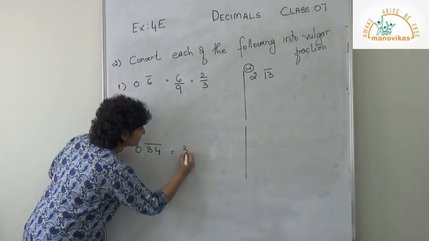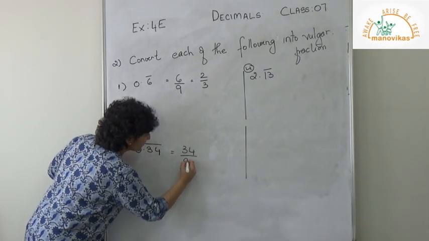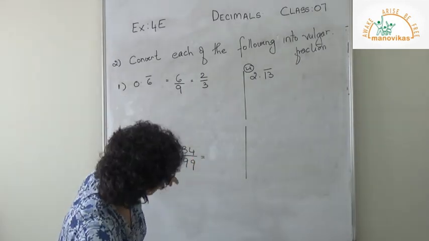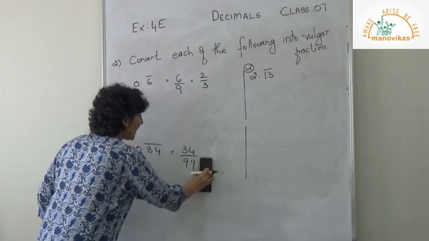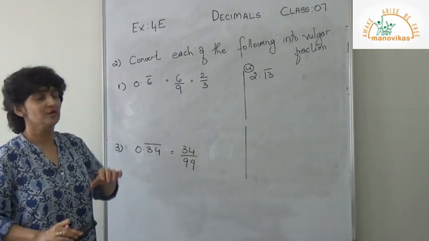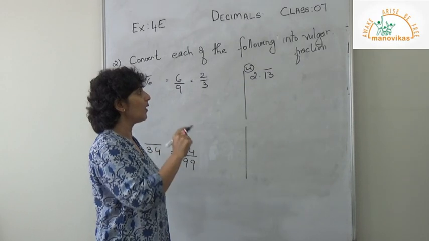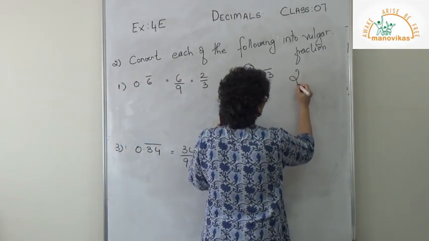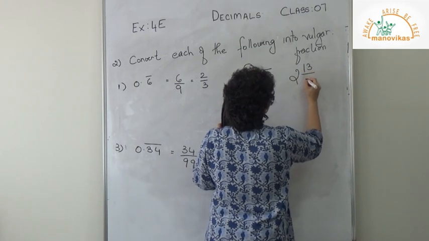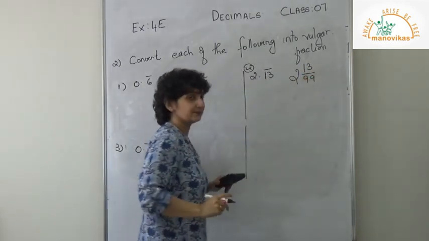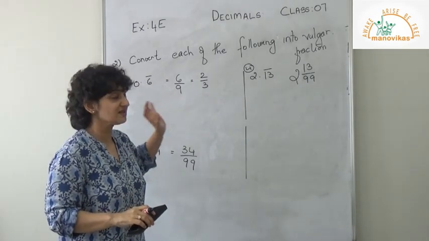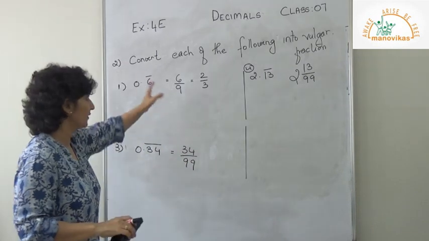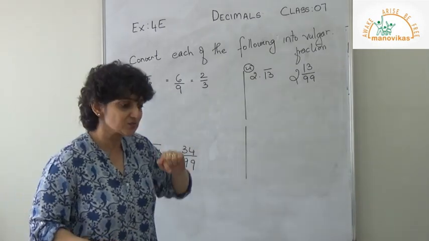Try another. I said wherever there is a bar in your denominator, these two will become 9. So there is 34 upon 99. Sorry, I cannot reduce here. So I leave it as it is. Here what do I have? 2.13 bar. So this becomes 213 upon 99. Have you all understood? If you do it this way, it's more than enough. Wherever you can reduce, please reduce it. Understood?